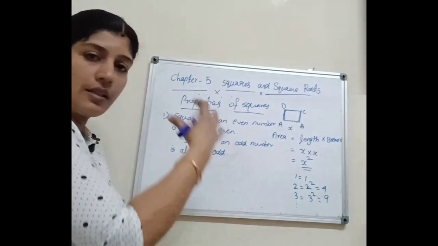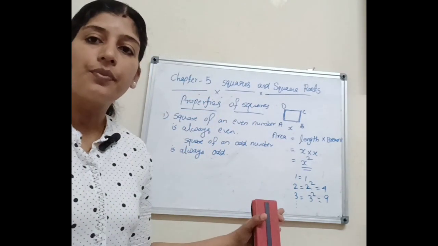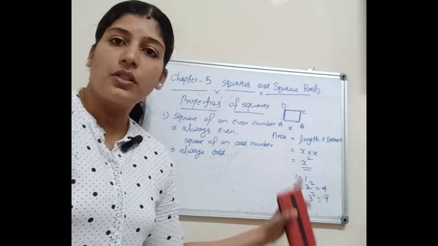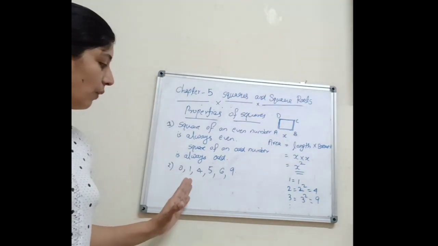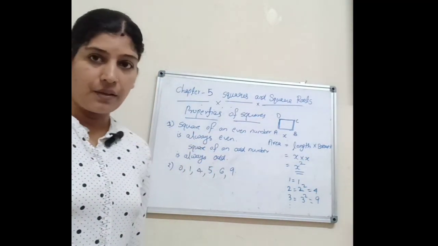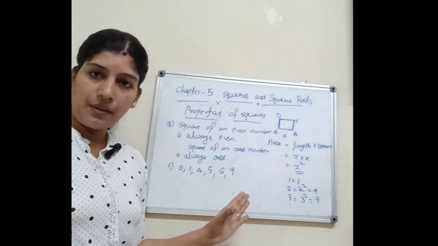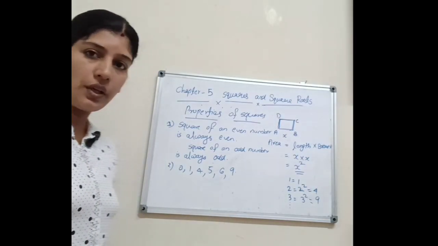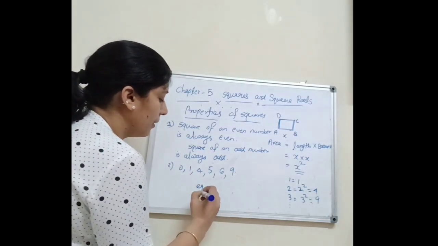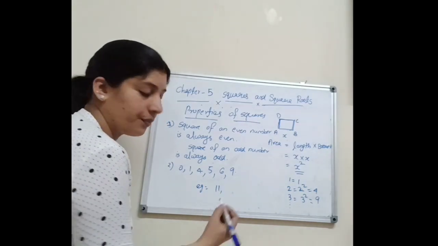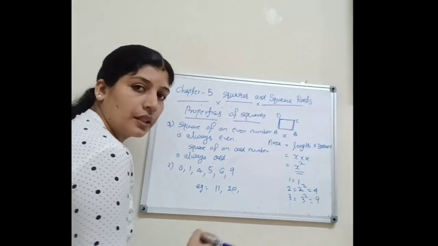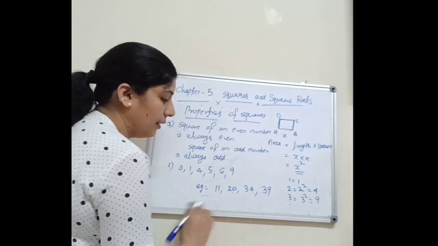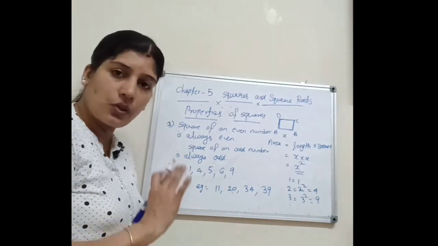Therefore, by using these squares, we can see that a perfect square always ends with 0, 1, 4, 5, 6 or 9. But not all numbers ending with 0, 1, 4, 5, 6, 9 are perfect squares. For example, the numbers 11, 20, 34, 39 are not perfect squares.